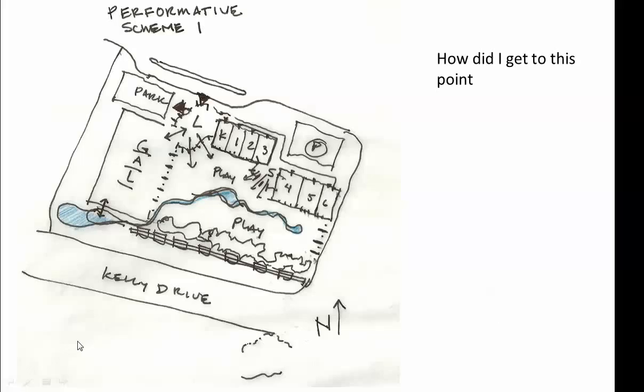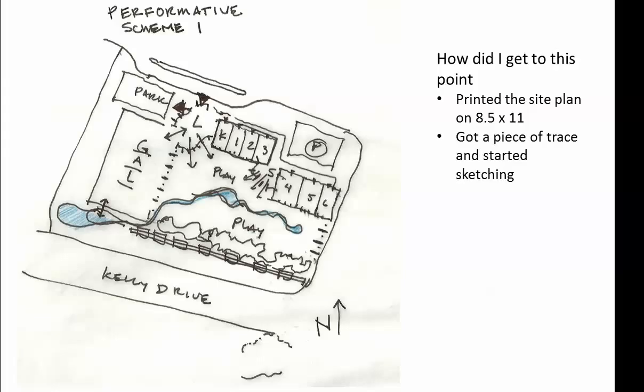I am quickly going to show you what I'm looking for in these sketches for the four schemes. How did I get to this point? Well, first thing I did was I printed the site plan on 8.5 by 11. That was a PDF that was included on the Blackboard. I then got a piece of trace paper and started sketching. And this was the product that you see on the left after four sketches.